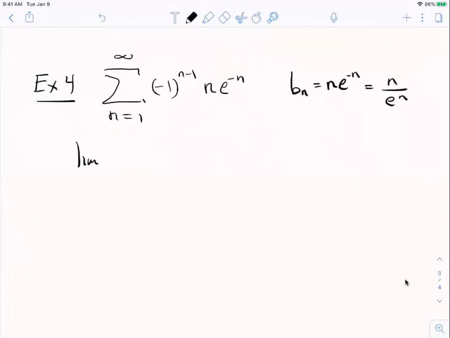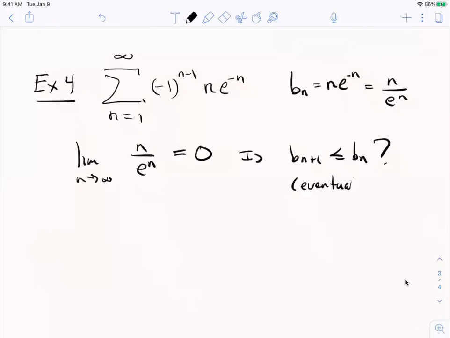I hope that you have enough experience with these limits that you can tell me what happens to n over e to the n. If you want, you can treat it as a continuous thing and use L'Hopital's rule, but exponentials grow faster than any polynomial. That limit is 0. So the question is, is bn plus 1 less than or equal to bn? And I mean eventually, for some value of n onward. I don't care if there's a finite number of exceptions at the beginning.